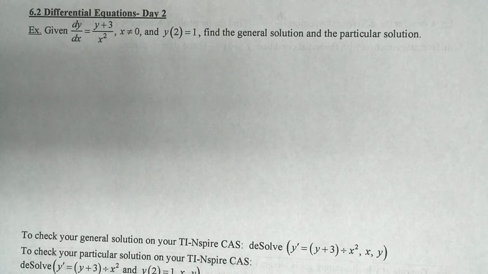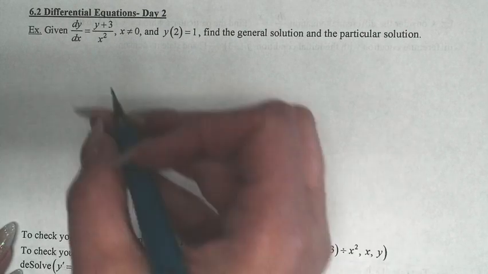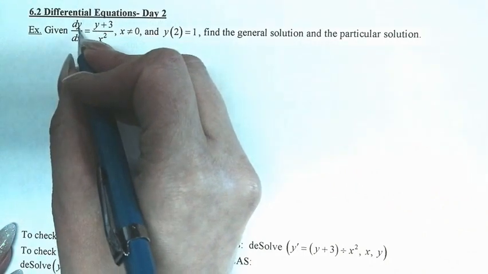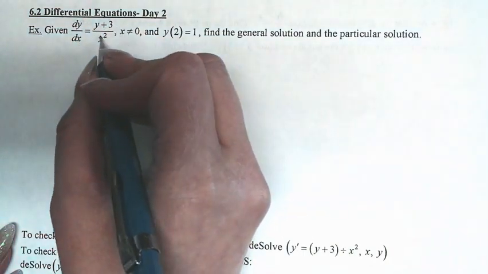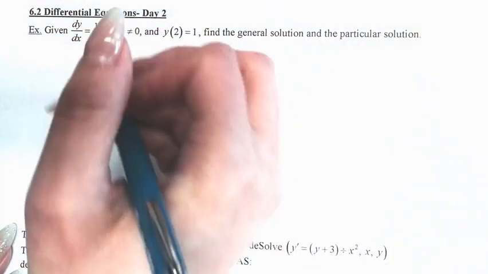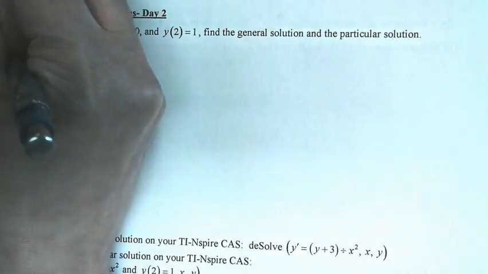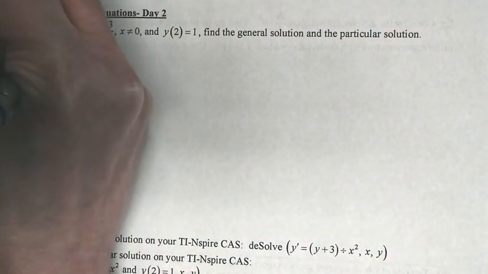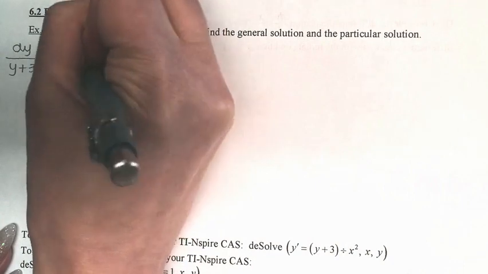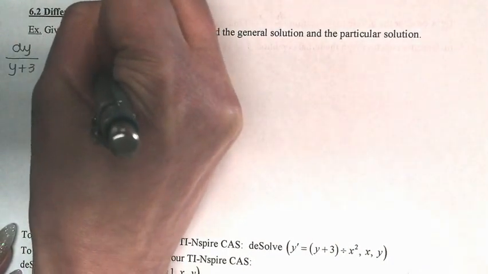The first thing, we need to separate your variables, okay? This means that the dy needs to be with the y's and the dx needs to be first in the numerator and then with the x's. Therefore, you do a cross multiplication, so you technically have dy divided by y + 3, and this is going to be equal to dx divided by x².